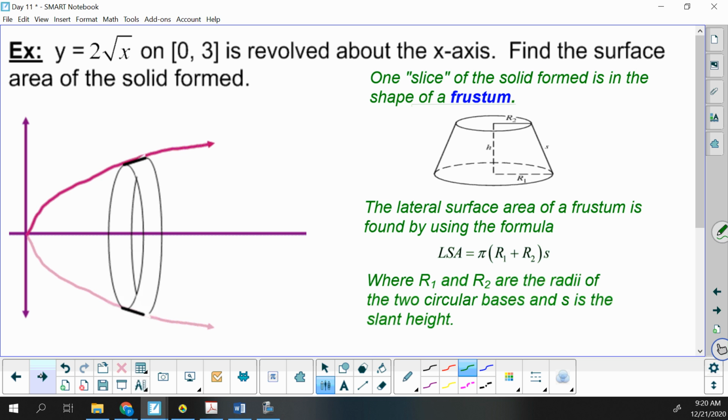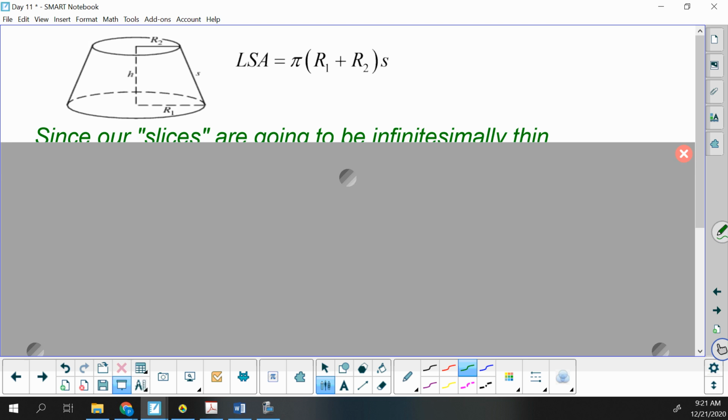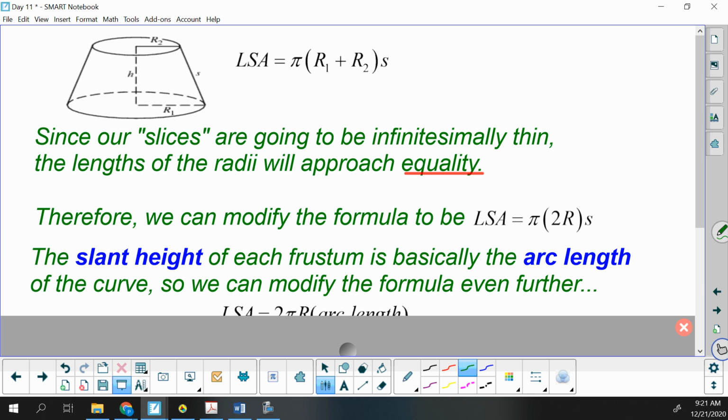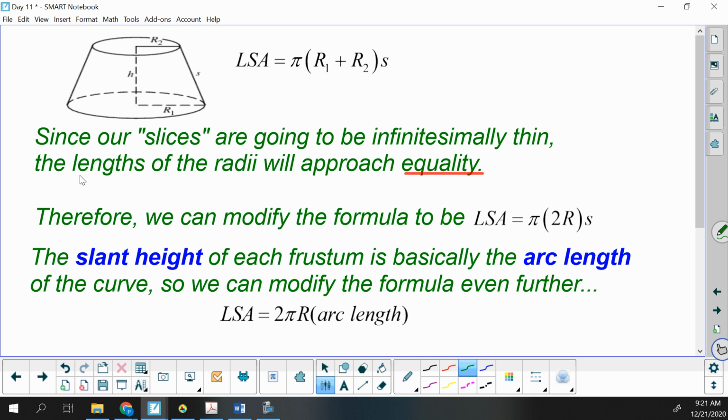Well, the slant in that, the S, is really our arc length. And we did that on the homework yesterday. So the arc length is really just the S. Well, as the number of slices goes to infinity, these are going to get infinitely thin. As they get infinitely thin, the lengths of R1 and R2 will approach each other. So we can then modify the formula to say, well, because R1 and R2 are going to approach each other, that's like we're going to have 2 times our radius in there.